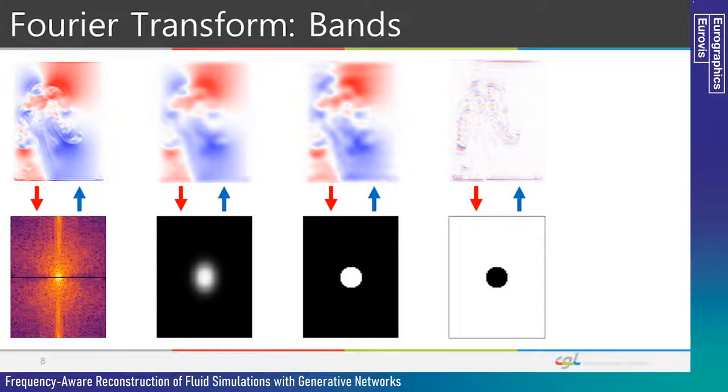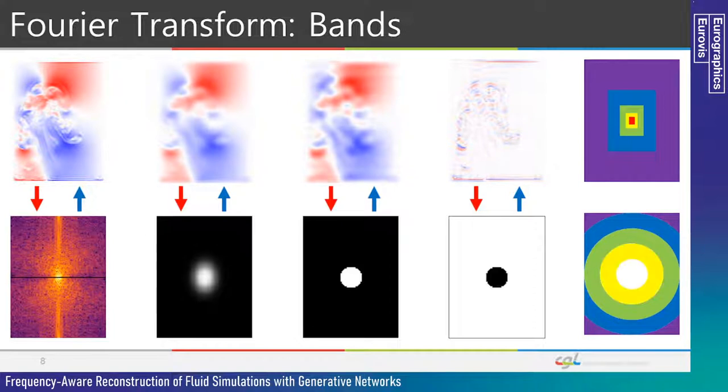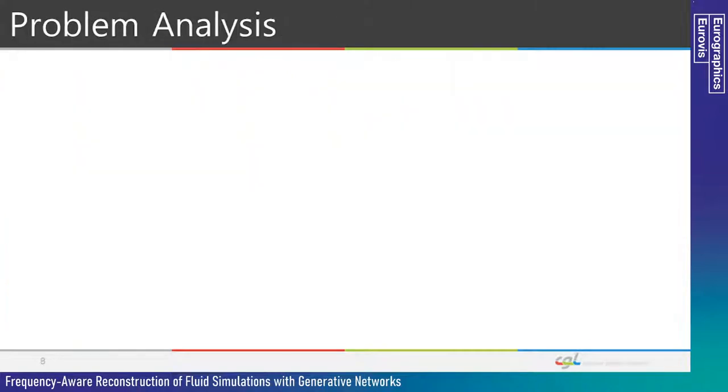To summarize, we have the highest frequencies, the outside of the Fourier domain, and as we get closer to the center, we have the lower frequencies. We can space this by rectangles, as shown here, or also by circles, as shown at the bottom. We can now use this to analyze our problem.